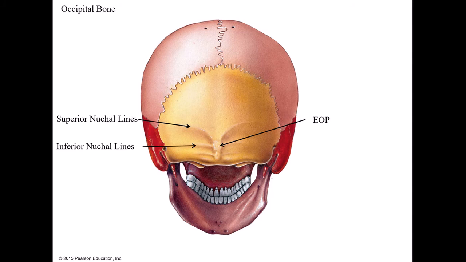The next bone is the occipital bone, or sometimes we call it the occiput. There is one occipital bone. So this bump right here is the first one I want you to find. This is called the external occipital protuberance. We usually abbreviate it the EOP. Coming from the EOP, going out laterally, this is going to be the superior nuchal line. Nuchal means neck, and this is where some of our neck muscles are going to attach. And then you'll see underneath it the inferior nuchal line.